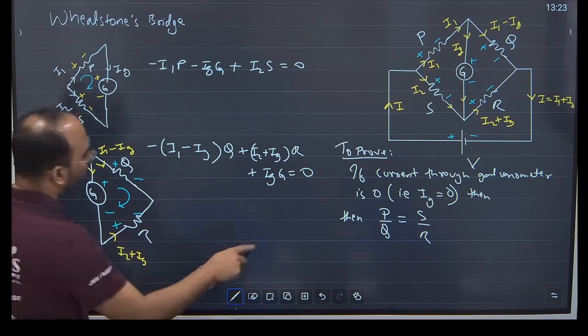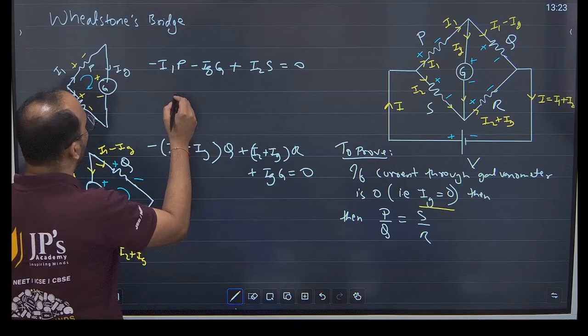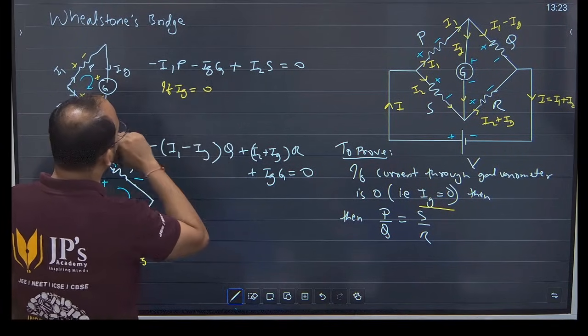If I put this condition, that IG is 0, then look at equation number 1. How do you get it?